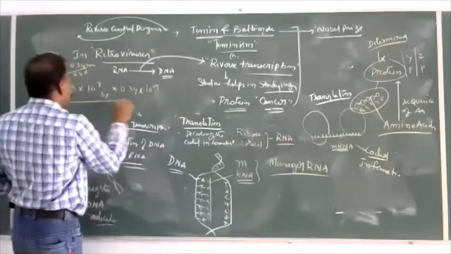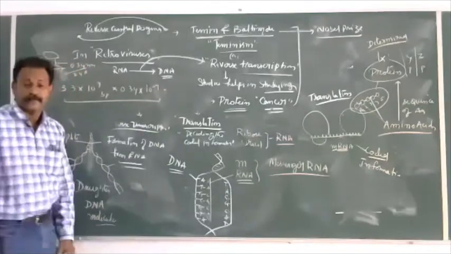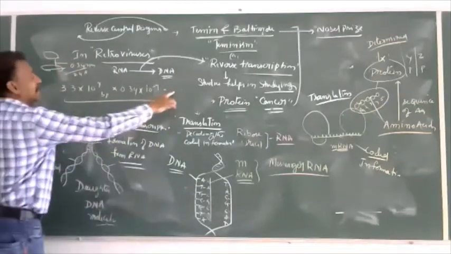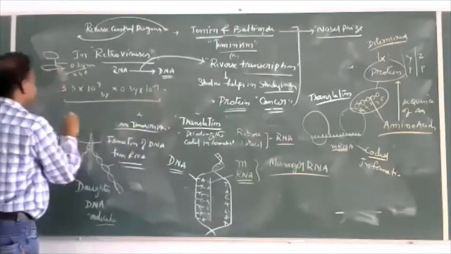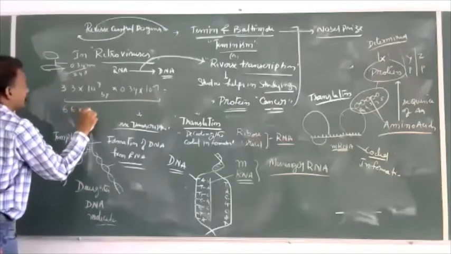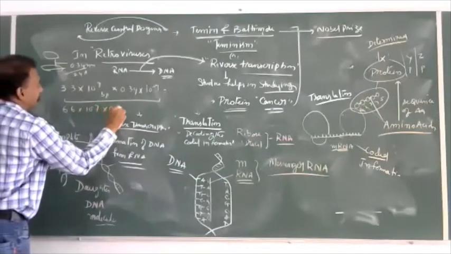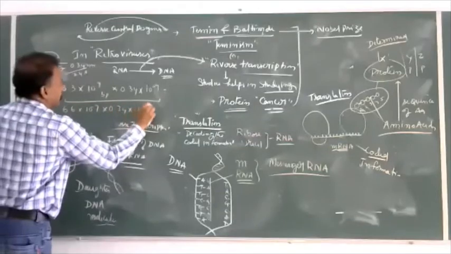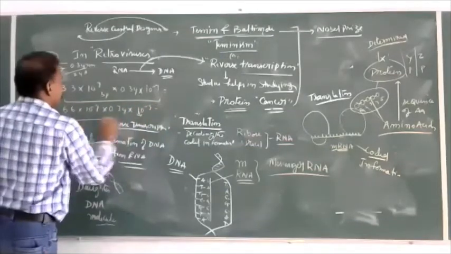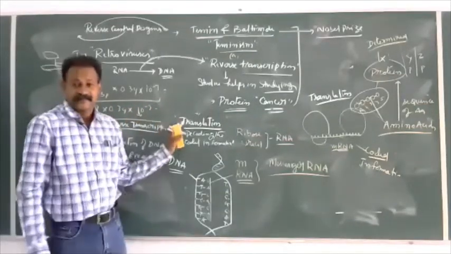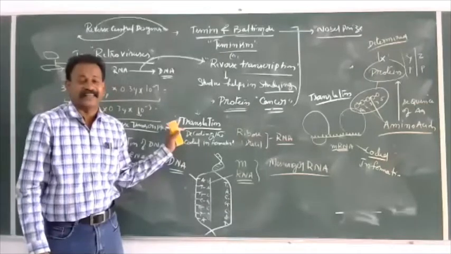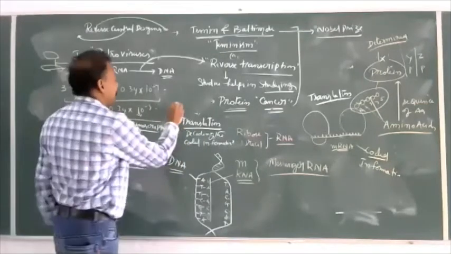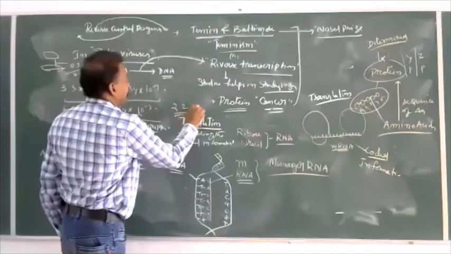If you count this, we will get the haploid DNA length as 6.6 into 10 to the power of 9 into 0.34 into 10 to the power of minus 9. For a diploid set of chromosomes, the DNA length is approximately 2.2 meters.